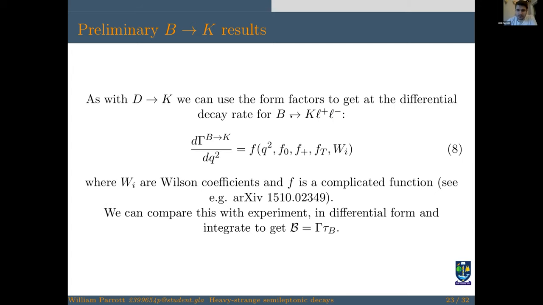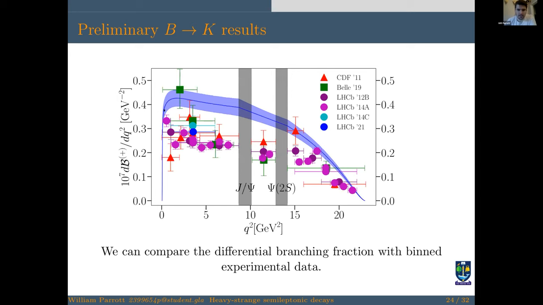As with D decay, we want to get to the differential decay rate. In this case, we've got a much more complicated function. Have a look at this paper if you want to see it in its entirety. It's a function of the form factors and the Wilson coefficients. We can plug all this in, turn the handle, and arrive at a differential decay rate. And this is what we plotted here: our differential branching fraction. In this blue band are some previous experimental results. As has been seen previously, we are considerably higher than these across most of the Q squared range.